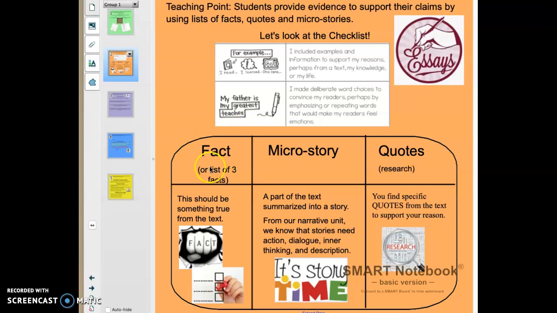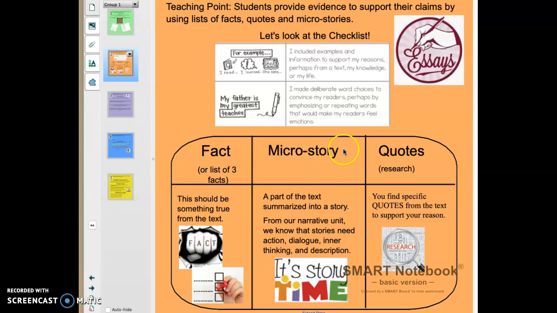So first we have facts, which is really a list of 3 facts. Some teachers call it a list. I like to call it a list of facts. This should be something true from the text, okay? And that's facts. That's evidence based in the text.